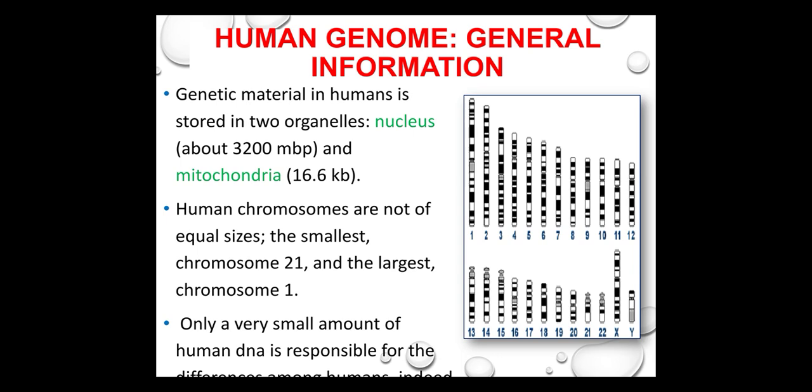So human chromosomes are not of equal sizes. The smallest chromosome is 21 and the largest chromosome is 1. Only a very small amount of human DNA is responsible for the different functions of the human body.